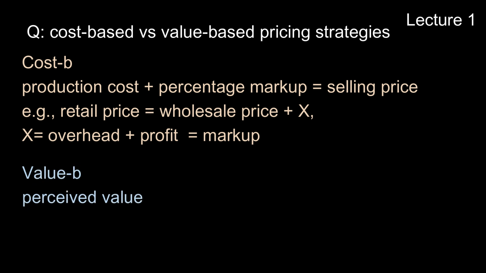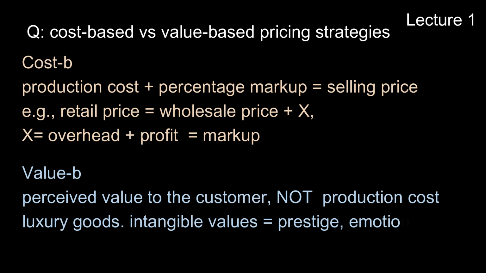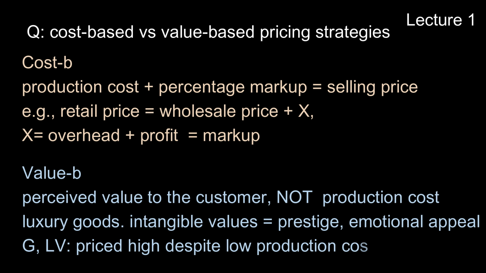Involves determining a product's price based on the perceived value to the customer rather than the actual cost of making the product. This strategy often sees use in the luxury goods market, where the value is tied more to intangible elements like brand prestige and emotional appeal. For example, designer brands like Gucci and Louis Vuitton can sell their products at high prices despite their production costs not necessarily reflecting these high price tags.